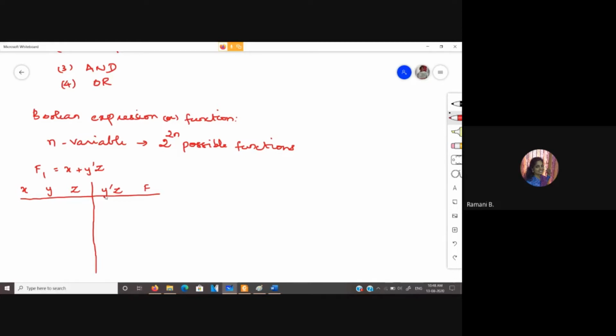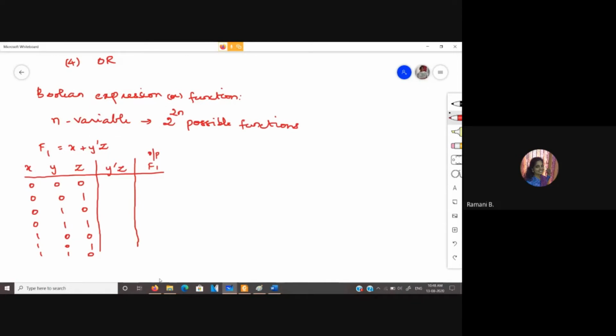These are my inputs, this is an intermediate term, and f1 is my output. So we have 0, 0, 0. Every time you write a truth table, depending on the number of variables, always write the values in order from 0 to 2 power n minus 1 in binary. So this is 100, 101, 110, and 111.